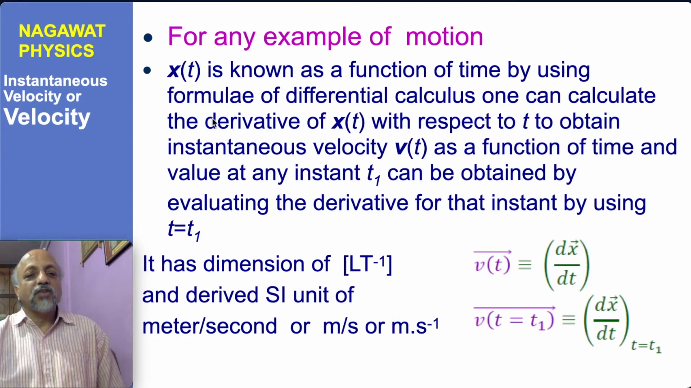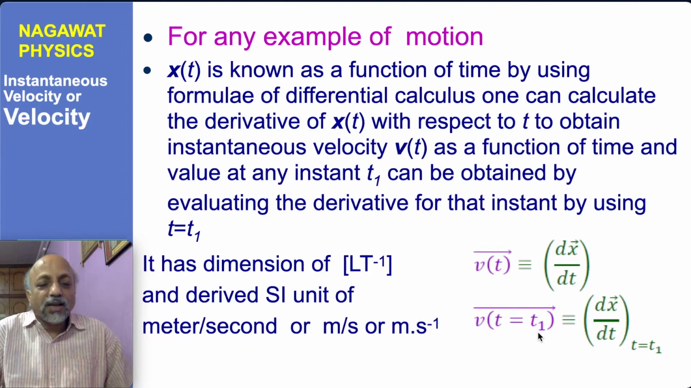Here we have said that x is a dependent variable and t is an independent variable, and we say that dx by dt is the first differential coefficient of x with respect to time, and by definition it will be written as v(t). Similarly, if you know x(t) as a mathematical expression, you can obtain v(t) as a mathematical expression by using this definition. Then for obtaining the value at a particular instant, you replace t by t1.